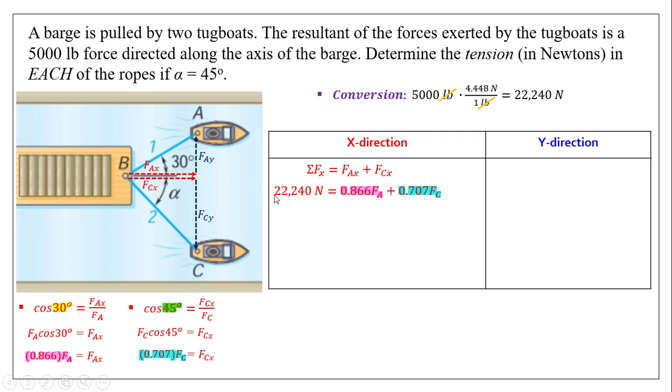Okay. But you notice here in the statement, we have two unknowns. We have an FA and an FC. It's impossible to solve one equation with two unknowns. So right away, I think that indicates that we need to utilize the information in the y direction. Well, let's set up the net force in the y direction.